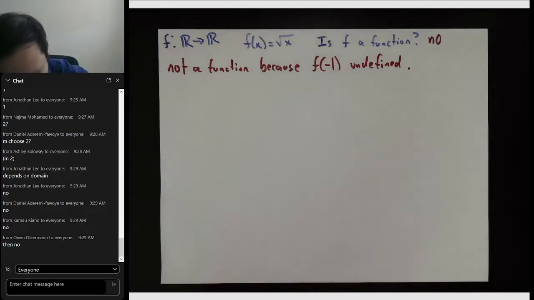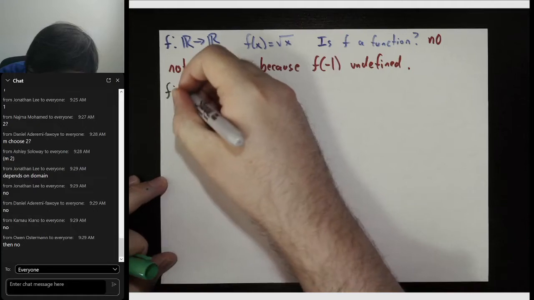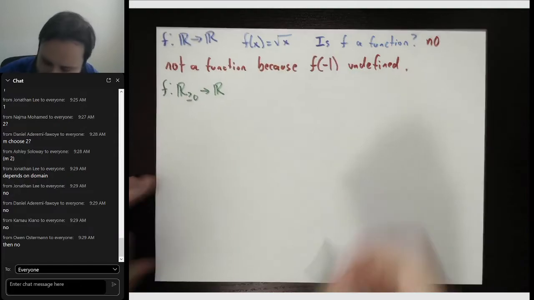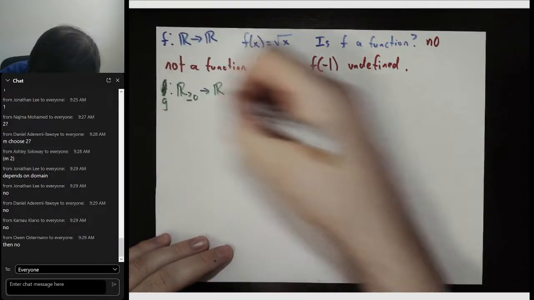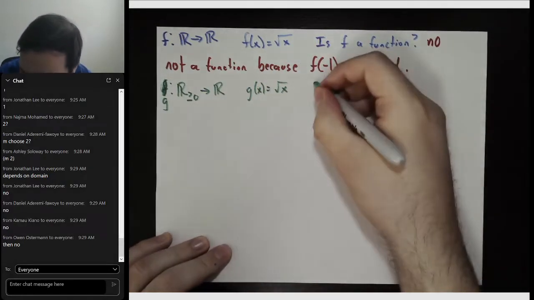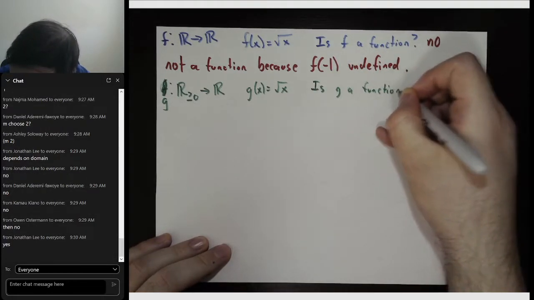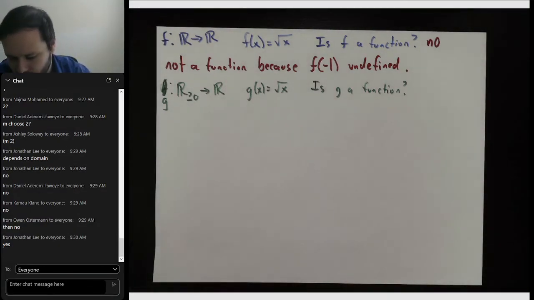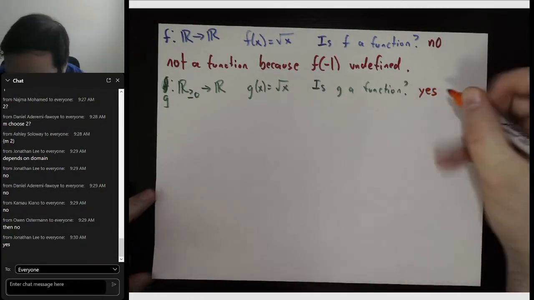Okay. How about f from the non-negative real numbers to the real numbers? Or let me call it g, actually. It's a better name. g of x is square root of x. Is g a function? Yeah, right? No problems here. You can always take the square root of a non-negative real number and get a real number.